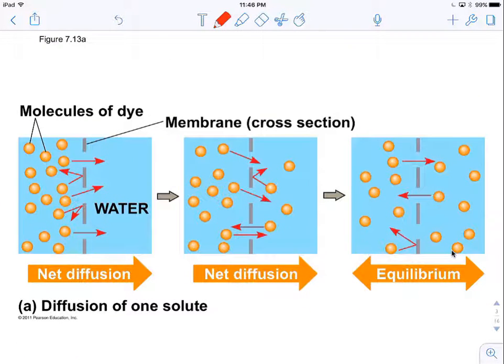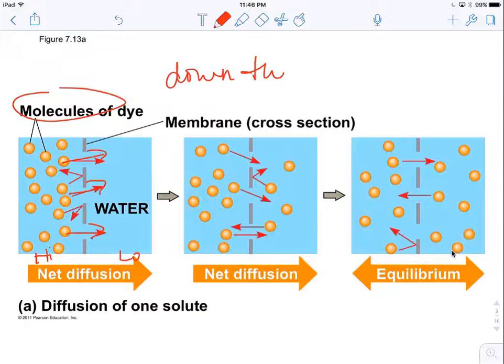So if we look at the diffusion of, here we've got some molecules of dye and water, and there is a high concentration on one side and a low concentration on the other. So the molecules are going to move towards the area of low concentration. We call this moving down the gradient. And it'll be explained more on the next slide. So the net diffusion is going to be this way until there's an equal distribution of molecules on both sides.